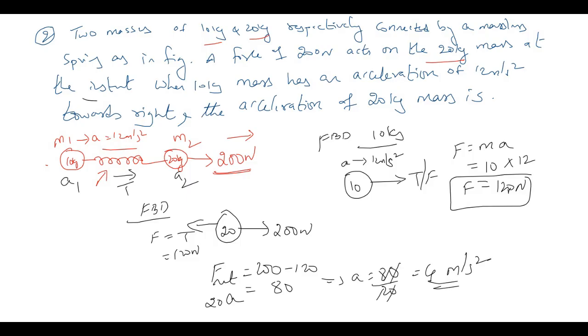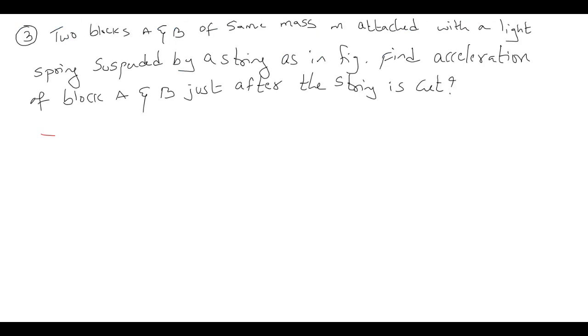So when there is an acceleration of 12 meter per second square for this 10 kg block, at the same instant, for the 20 kg block, 4 meter per second square will be the acceleration.